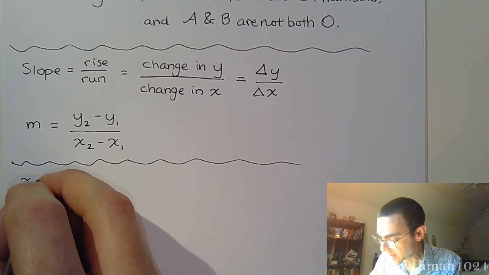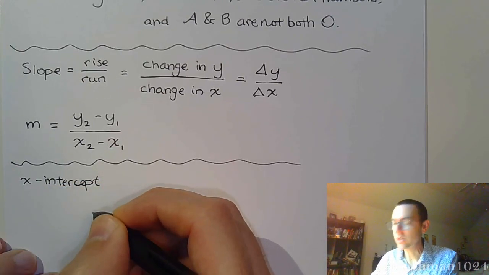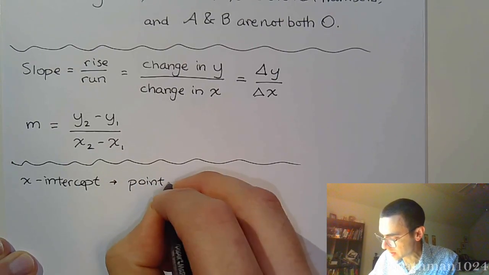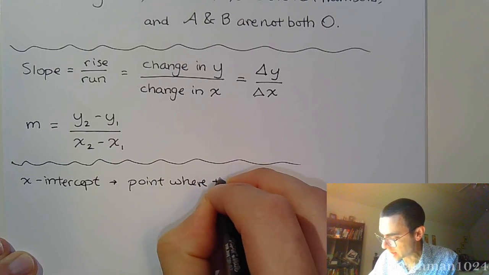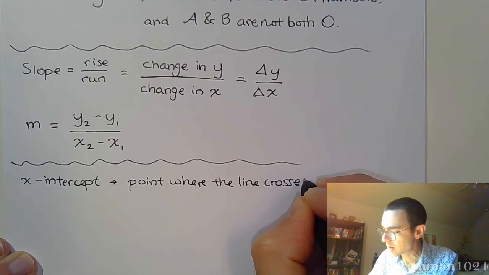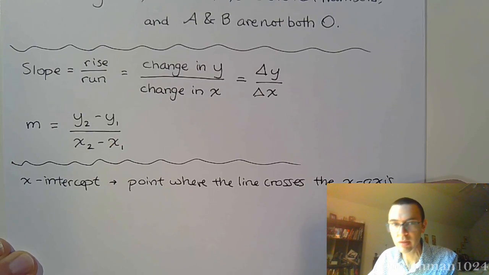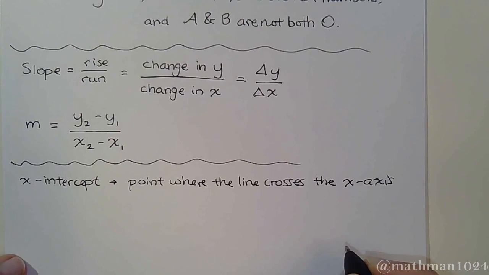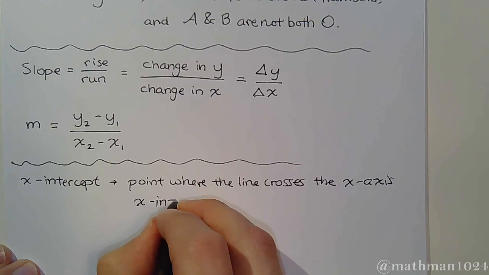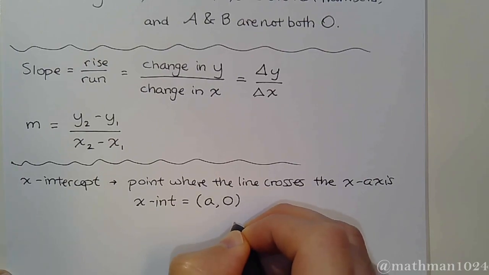So let's talk about what it means to be an intercept. So the x-intercept, this is the point. It's a point where the line crosses the x-axis. Now, when we do this, every x-intercept is going to look the same. Every x-intercept is going to be of the ordered pair form a, comma, 0.